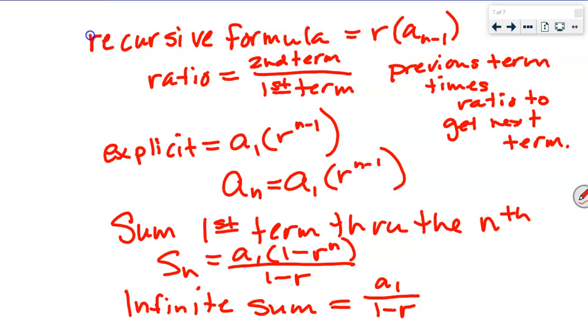So A1, again, remember, is the first term. Anytime you see A1, let me put that over here. A1 equals the first term. R equals your ratio. N has to do with the term that is in question, or the number of terms in the series.